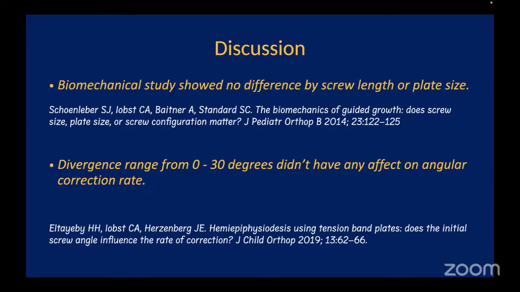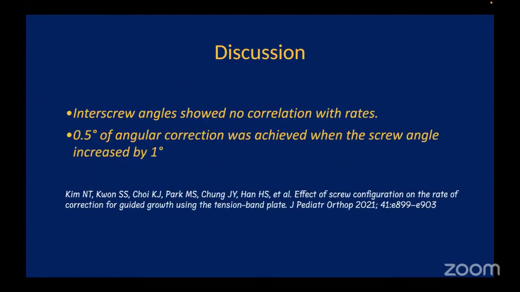The biomechanical study showed no difference in the screw length or plate size. And also the divergence range from 0 to 30 degrees didn't have any effect on the angular correction rate, as established by L. Sir. So what was the observation in this study? Whether screw length makes any difference or not, Anil sir?